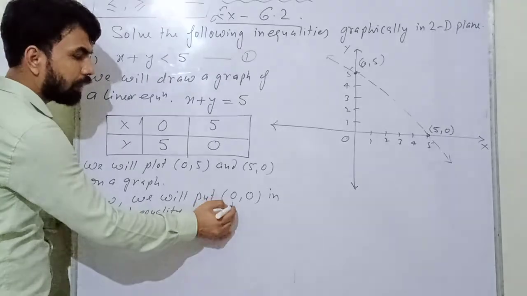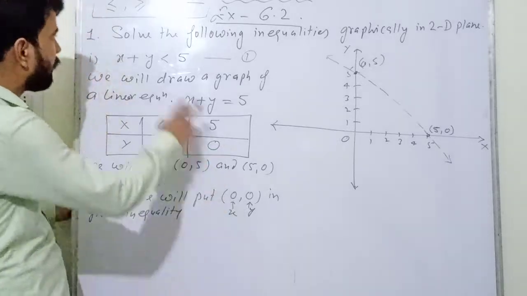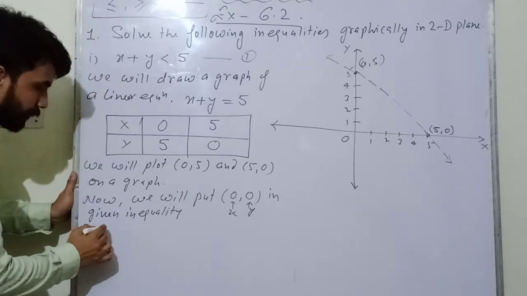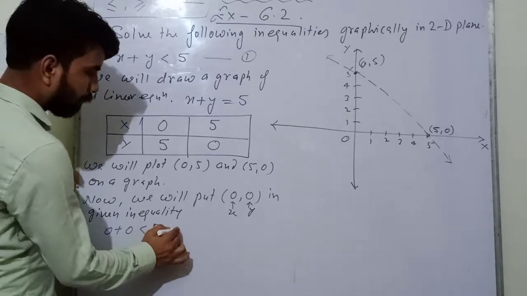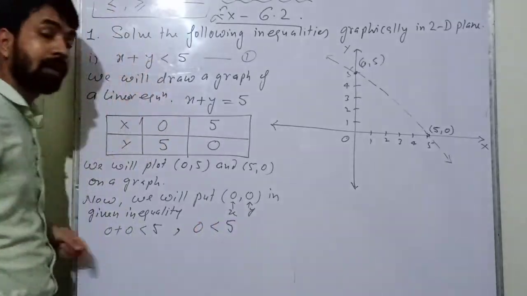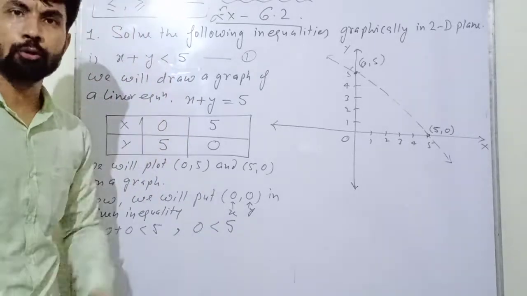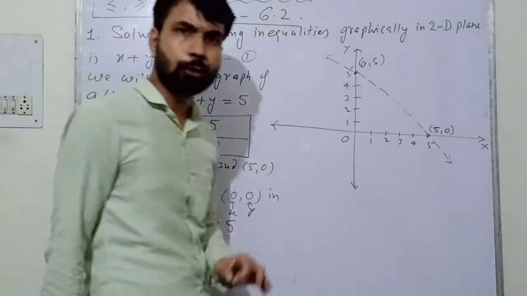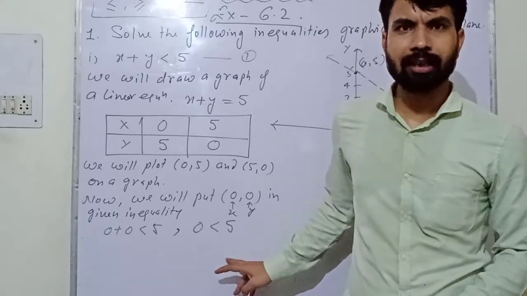You all know that the first value is represented as x and the second value is represented as y. So in place of x we will put 0, in place of y again we will put 0. So what will we get? 0 plus 0 is smaller than 5. Now tell me, 0 plus 0 is how much? That is 0 is smaller than 5. Is this condition true or false? Obviously 0 is smaller than 5, so this condition is true.